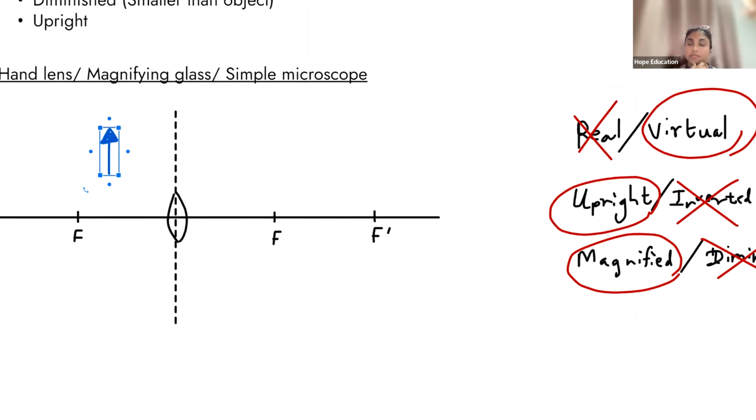Others? So you think the object should be between F and F dash? Mayundi says between the optical center and F. Methna also says between the lens and F. Okay, now I'm getting two different types of answers.